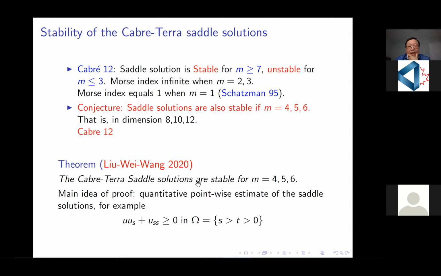And this is quite a long proof, a very long proof. I will not go through it, I just give you some main ideas of the proof. We need some quantitative point-wise estimates of the saddle solution. For example, one of the main estimates we have in the paper is to estimate the second order derivative of u by the first order derivative. And this takes quite a few pages just to prove this point-wise estimate.